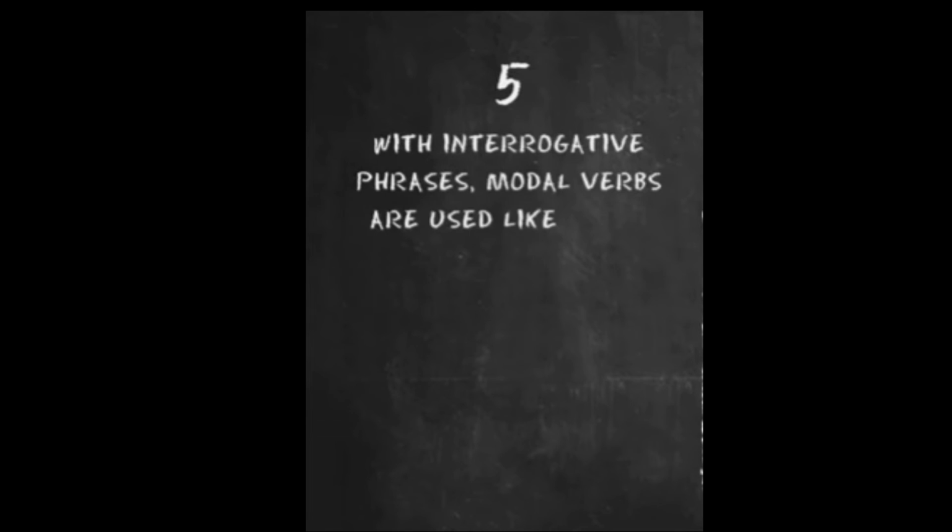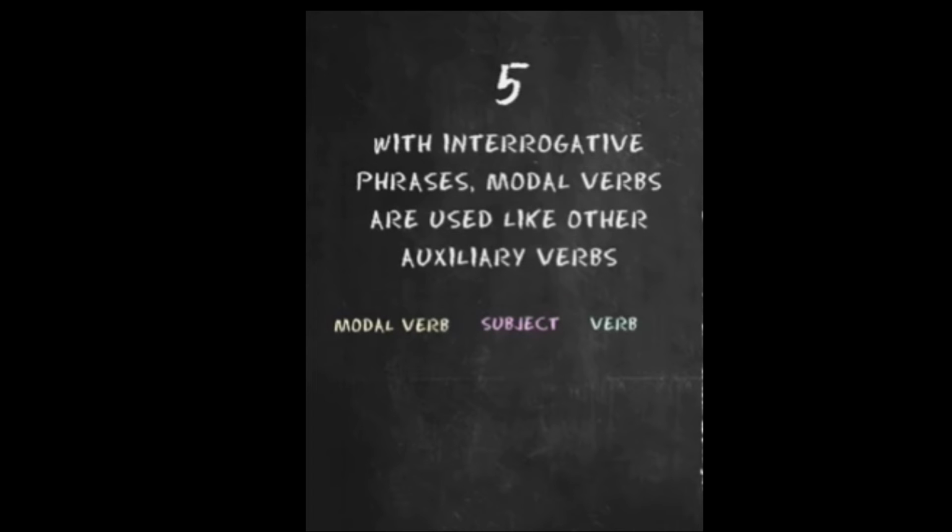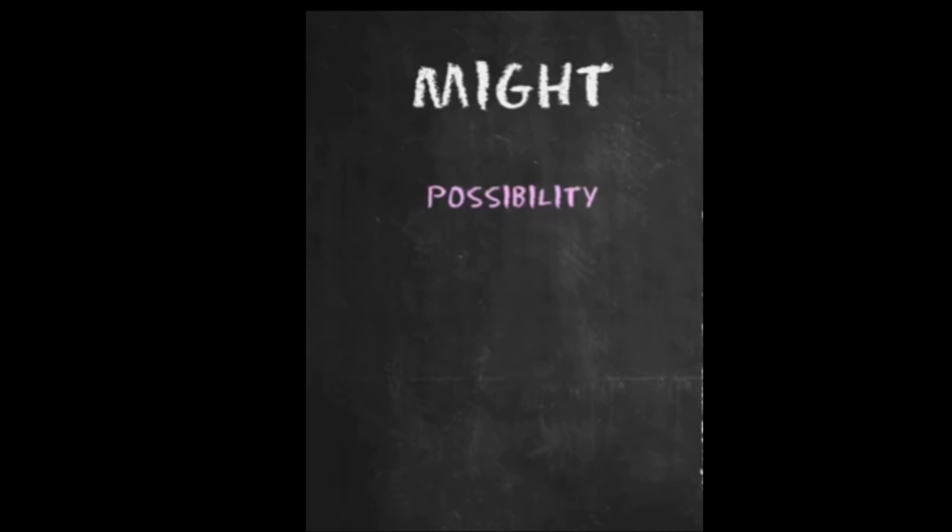Number 5, easy now we've looked at number 4. With interrogative phrases, modal verbs are used like other auxiliary verbs. Modal verb, subject, verb. Some examples. Can you help me? Will you let him? So those were the rules. Now let's have a look at the individual modal verbs and how and when we can use them.